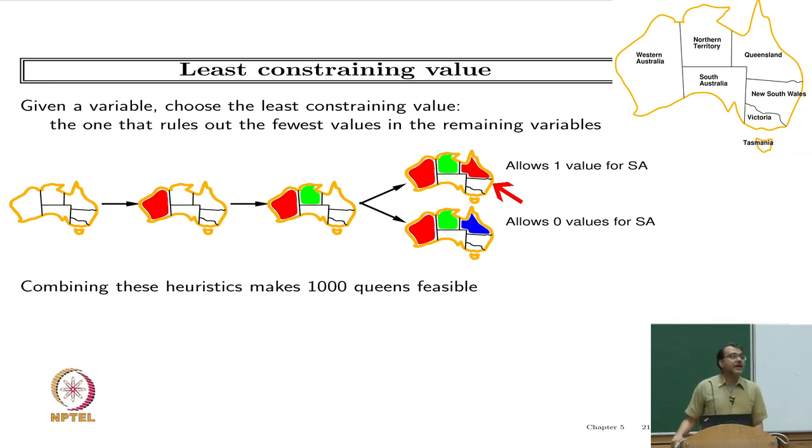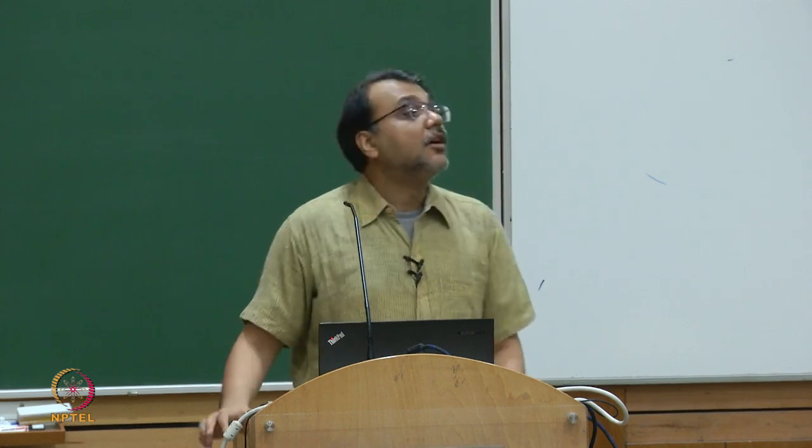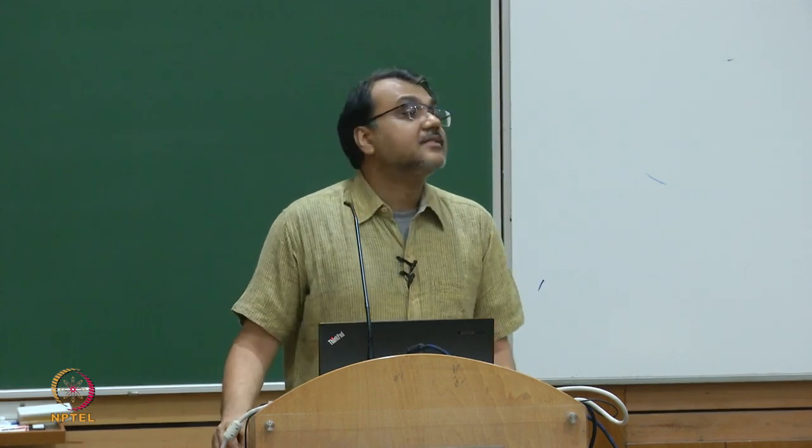Now, just combining these two heuristics, remember that earlier we said that backtracking search can get to 25 queens. Just by combining these two heuristics, minimum remaining value with degree heuristic and least constraining value, gets us to 1000 queens problems. Notice by this just small modification, we have made such a huge jump in our ability to solve constraint satisfaction problems.